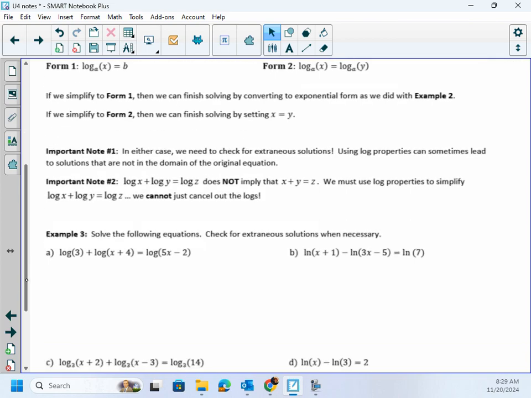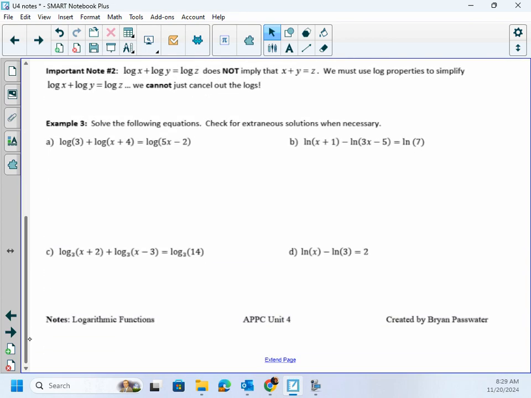Alright, here we go. Here's the first one. The first one says A, log of 3 plus the log of x plus 4 equals the log of 5x minus 2. Well, the first thing I'm going to do is deal with the left-hand side. The left-hand side has addition, two logs that are adding. They have the same base. If I have two logs that are adding, the property says that I can write this piece as a log of 3 times x plus 4.